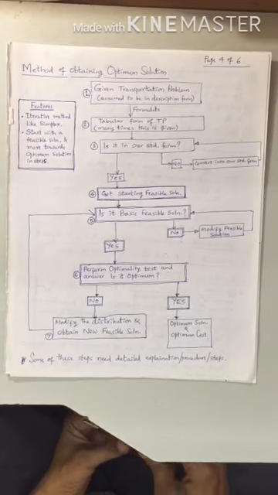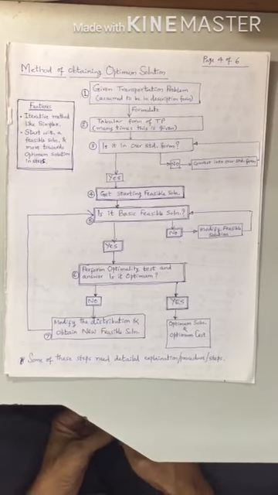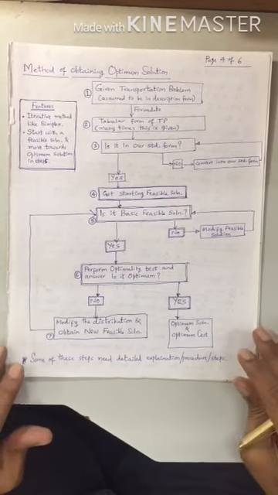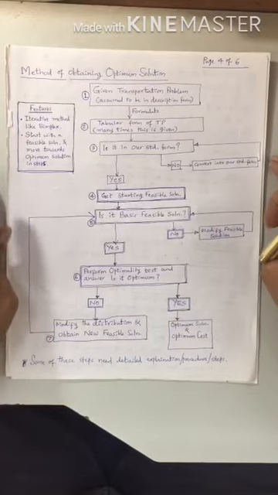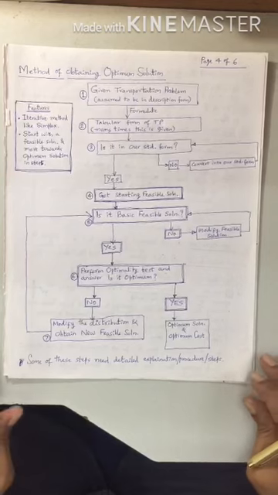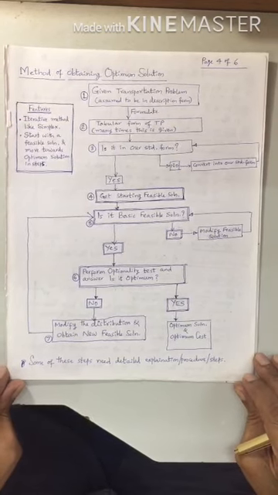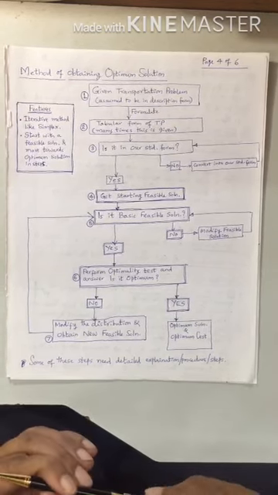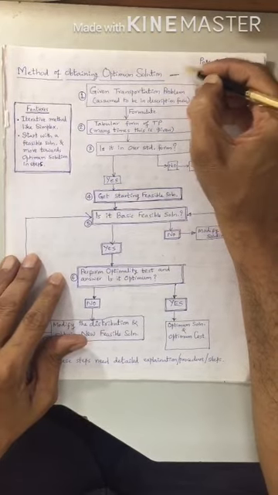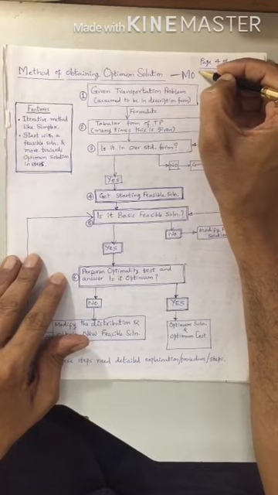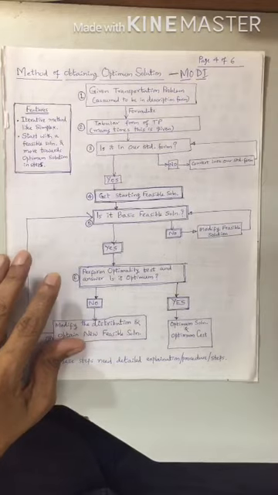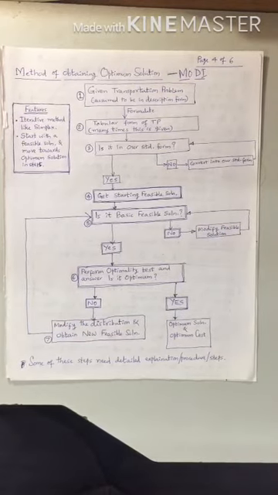We are discussing, in fact, I want the commencement of a discussion on how to obtain an optimum solution for a transportation problem. The method I would like to discuss is known as MODI. It is not the name of a person. It is called the modified distribution method.